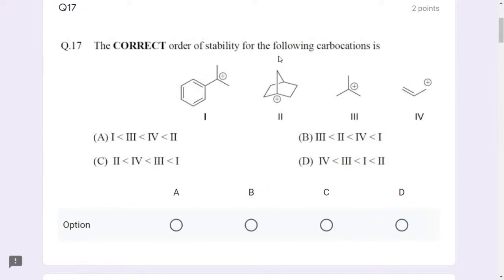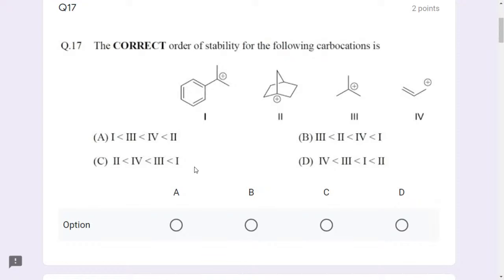The correct order of stability for the following carbocations is, irrespective of these answers, what can you think? Tertiary carbocation is more stable than secondary than primary. Among these three options, all are tertiary carbocations. Then what is it? Allylic carbocation. And the most important one is benzylic and allylic. Benzylic carbocation, when there is a tie-up between tertiary and benzylic. This is a tertiary carbocation, at the same time it is a benzylic carbocation. Benzylic tertiary carbocation is more stable.